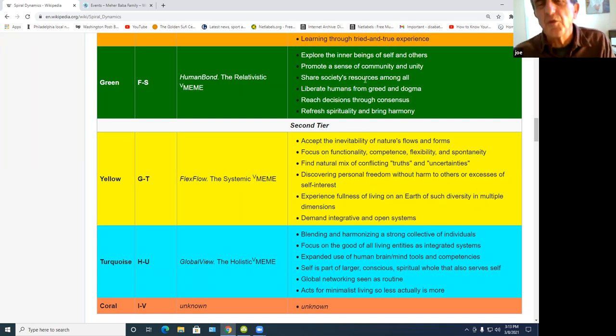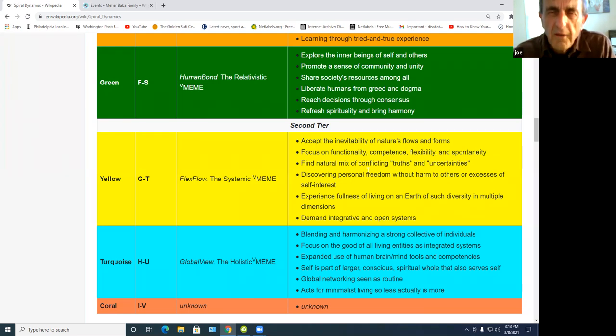Systems thinking starts to emerge in Green, but it really reaches its full capacity here, where everything is related in a system. In nature, everything, all science now is based on systems thinking. The interaction of different elements creates a whole that's bigger than the sum of the parts.